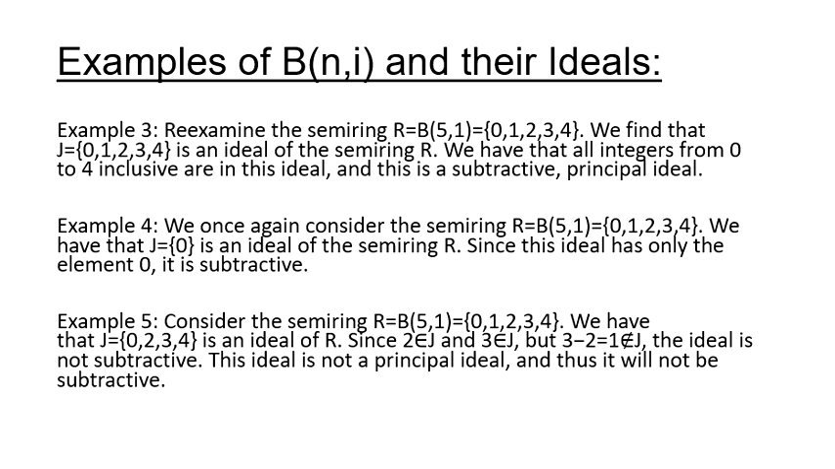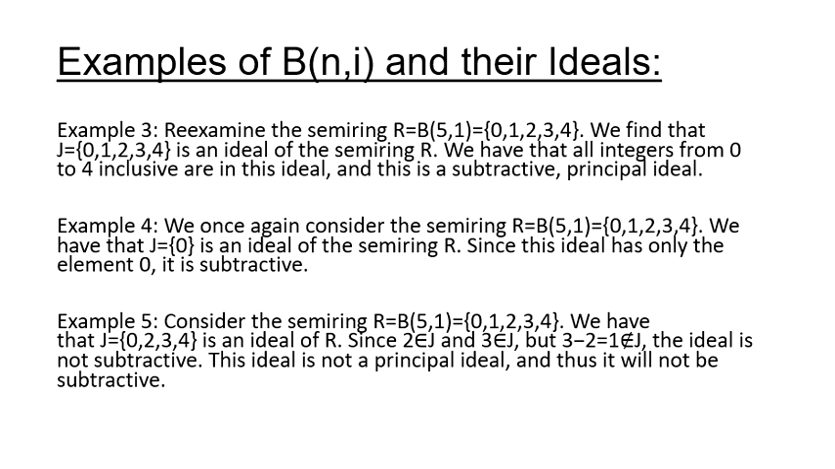Looking at the same semiring, we have that J, which equals {0, 1, 2, 3, 4}, which is the semiring itself, is an ideal of the semiring. All the integers from 0 to 4 are in this ideal, and the difference between two consecutive terms is 1, which is in this ideal. So this ideal is subtractive and principal.